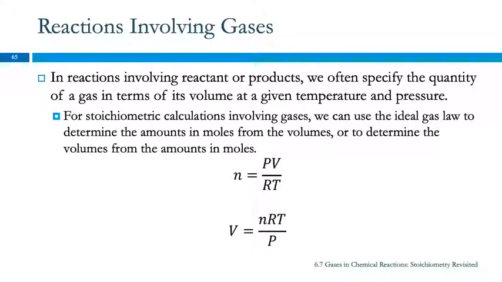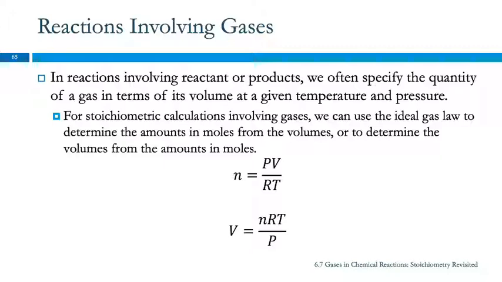Reactions involving gases. We've talked about gas evolution reactions, combustion reactions. These sorts of reactions can have gases as reactants and or products. And so when we specify the amount of gas as a reactant or product, we typically express its volume, pressure, and temperature instead of its mass, because gases are difficult to weigh.